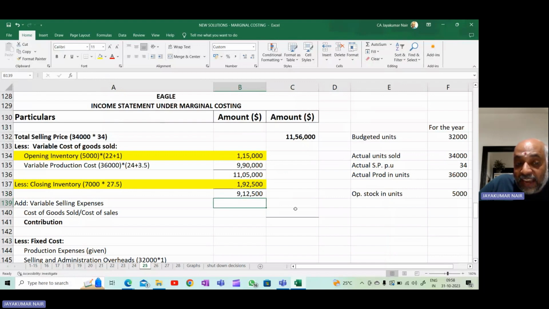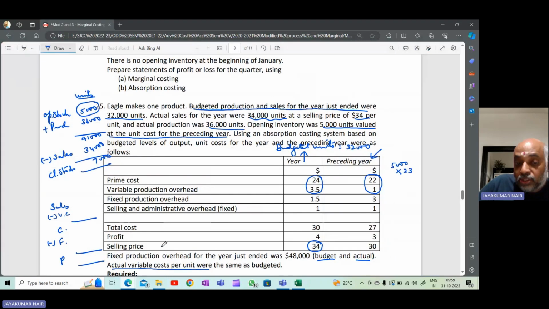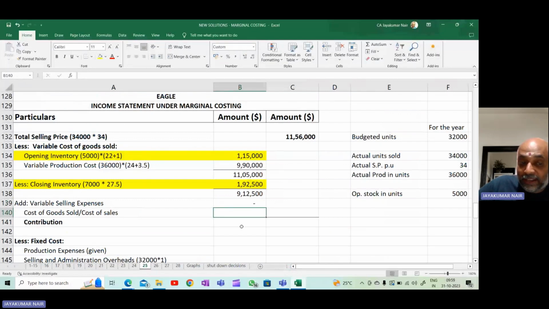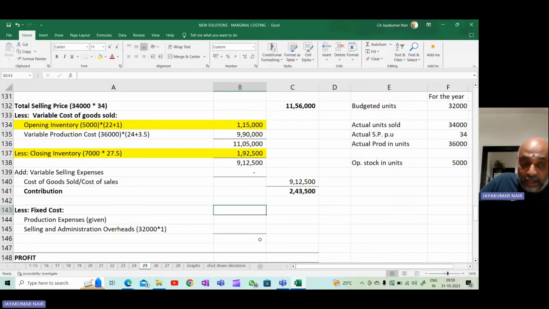In case if there is any variable selling expenses, there is no variable selling expenses given in the question. Selling expenses is completely fixed. But if at all you have any variable, you have to add here. Okay, so the total value will be this plus this. So 9,12,500. So you know that selling price minus the variable cost will give you contribution. So contribution earned is 2,43,500. From the contribution, you need to minus the fixed cost.